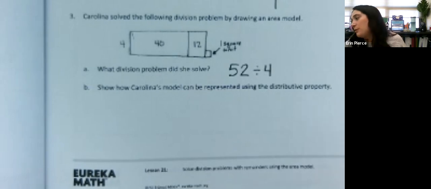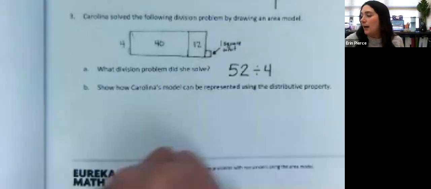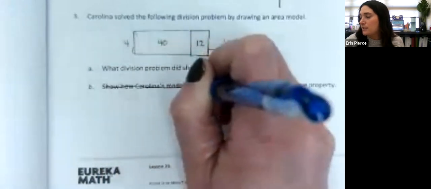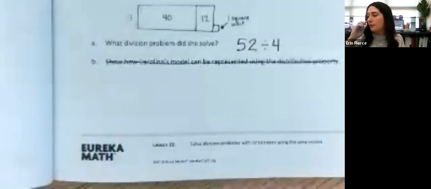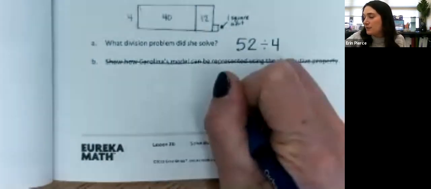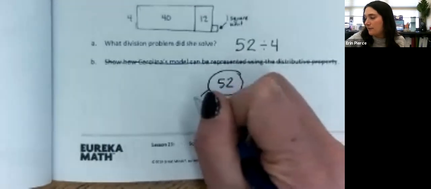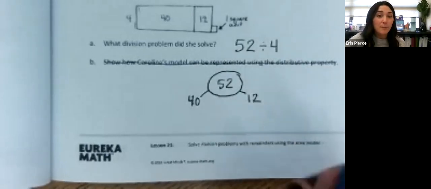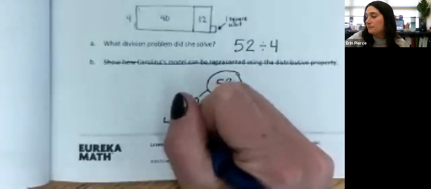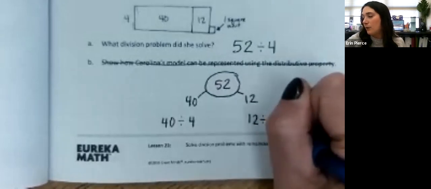I really don't care for the distributive property. She's got one square unit left over. I want to see what her answer was, because I want to see what this missing side length is. So we can do both long division and distributive property to see. But if she had 52, if you can think back to last week, that's 52 up above. And one side is 40, the other side is 12, and we're dividing both by 4. So that's 40 divided by 4 and 12 divided by 4.